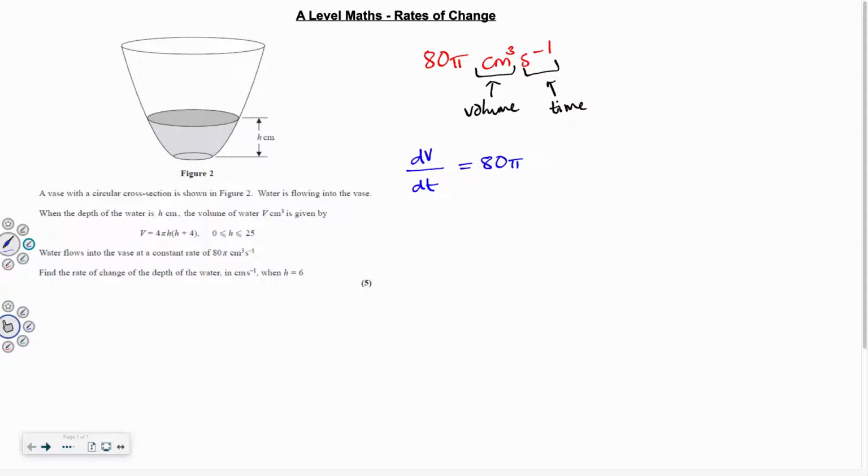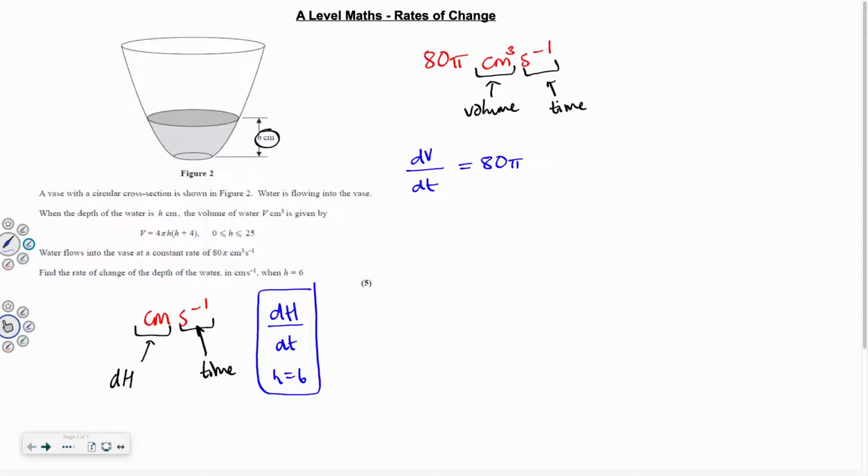Now we need to have a look at what we're being asked. We want the rate of change of the depth of water in centimetres per second. So if we look at centimetres per second, we've got a length here. h is in centimetres, so that's dh. And again, we've got seconds, so that's going to be time. So we want to find dh on dt when h equals 6. That's our aim, okay? So somehow we need to get dh on dt.